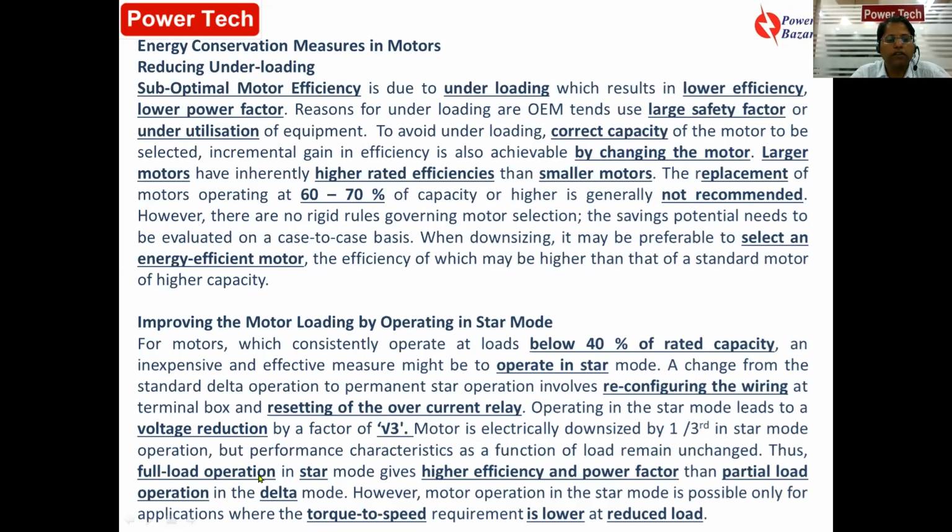So full load operation in star mode gives higher efficiency and higher power factor than partial load operation in delta mode. So in case a delta connected motor is operating at less than 40% of its rated capacity, its efficiency is not proper. What we can do is convert the wiring into star so that efficiency and power factor will improve. But remember, this is only possible where the torque to speed requirement is lower at reduced load. It is not applicable to all cases. If the torque to speed requirement is lower at reduced load, then it can be possible.